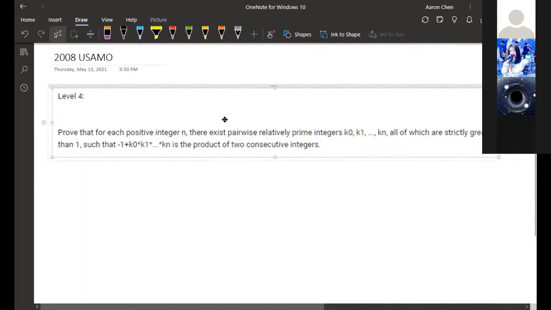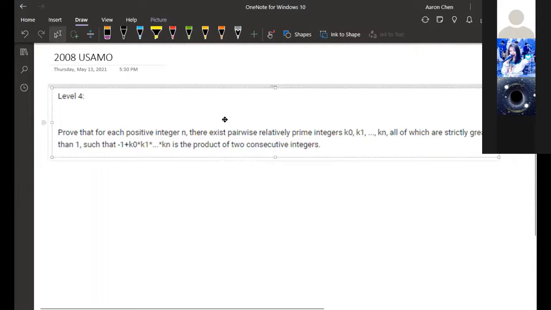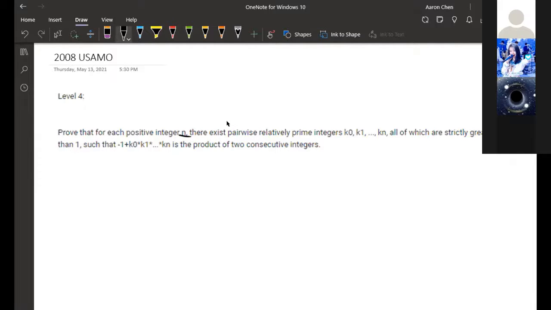Okay, so this question: prove that for every positive integer n, there exist pairwise relatively prime integers k0, k1 to kn, all of which are greater than 1, such that the product of k0 to kn minus 1 is the product of two consecutive positive integers, or two consecutive integers.